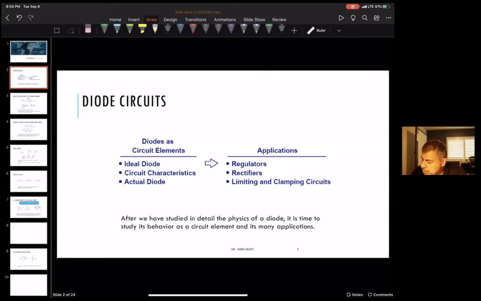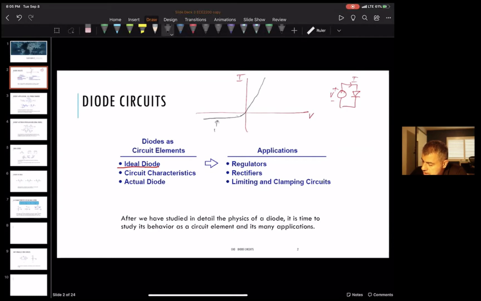So here's what we're going to cover initially. First we're going to talk about the different models of a diode, starting with an ideal diode model. We talked about the diode equation. If you draw the voltage across a diode, with V on one axis and I on the other, a real diode will give us something like this.